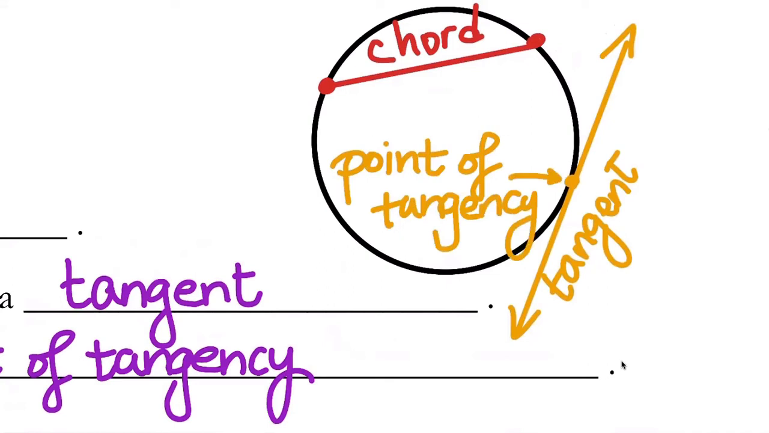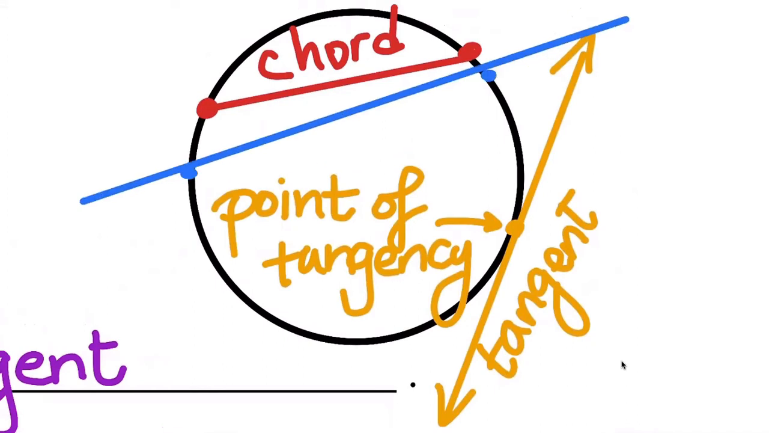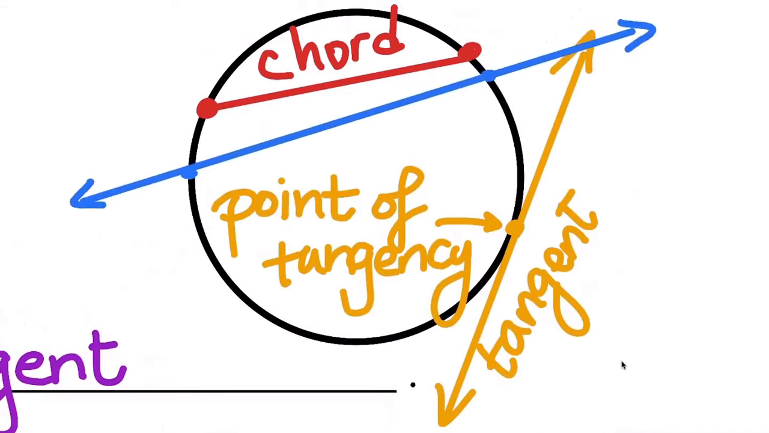Okay, and then a secant is a line that intersects the circle in 2 different points. So a secant would be a line like that. So first of all, it's a line, and secondly, it hits in 2 points instead of just in 1 point. So a chord is a segment. A chord's a segment that has 2 points on the circle. A secant is a line that has 2 points on the circle. And then a tangent is a line that has exactly 1 point on the circle.